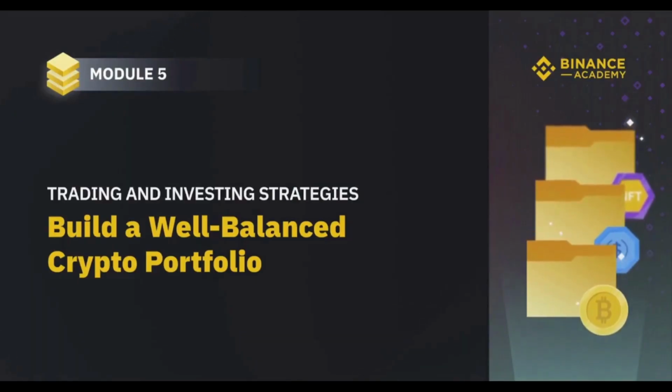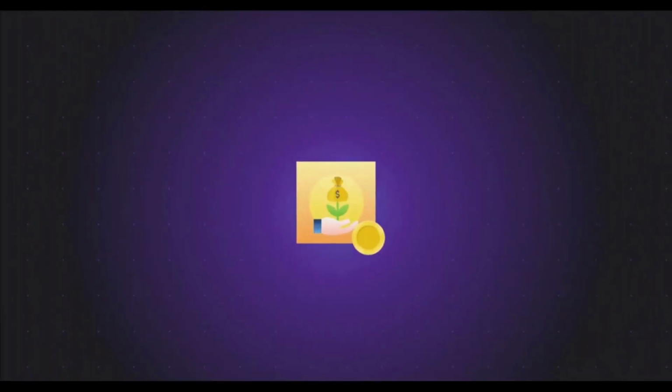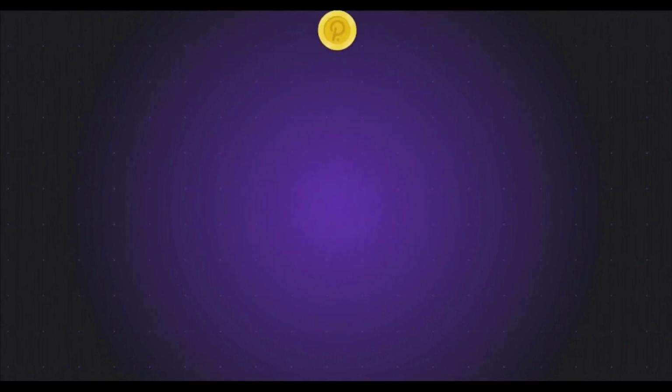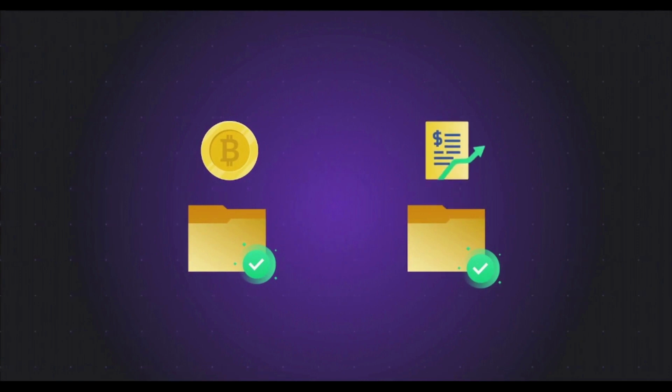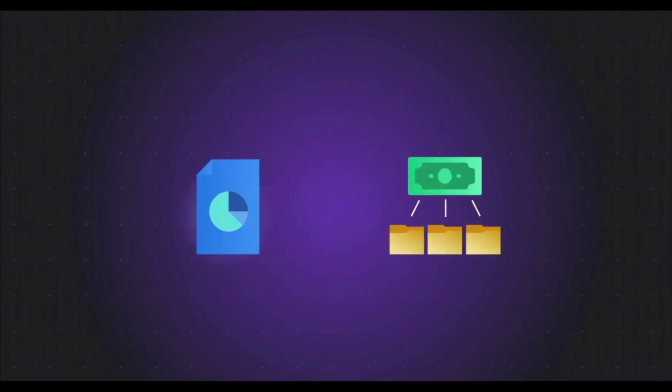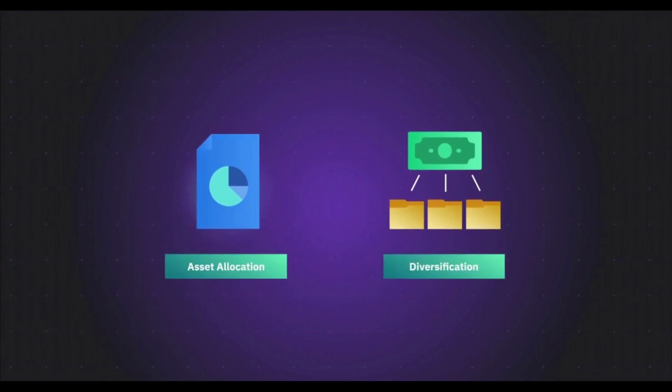How to build a well-balanced crypto portfolio? Getting started with crypto investing is as easy as purchasing your first Bitcoin, Ether, or any other cryptocurrency. After that, building a well-balanced crypto portfolio is not that different from balancing a traditional stock portfolio. When creating an investment portfolio, you should be familiar with the concepts of asset allocation and diversification.